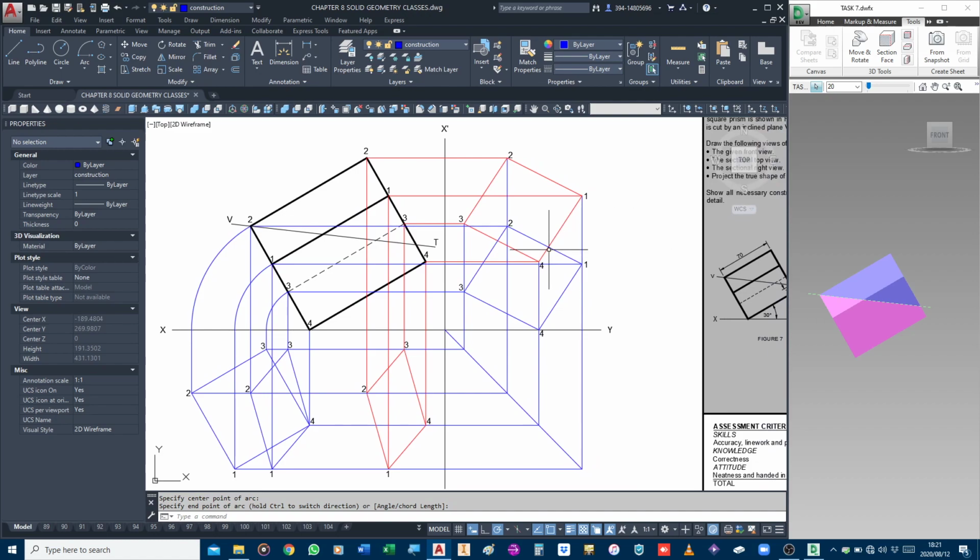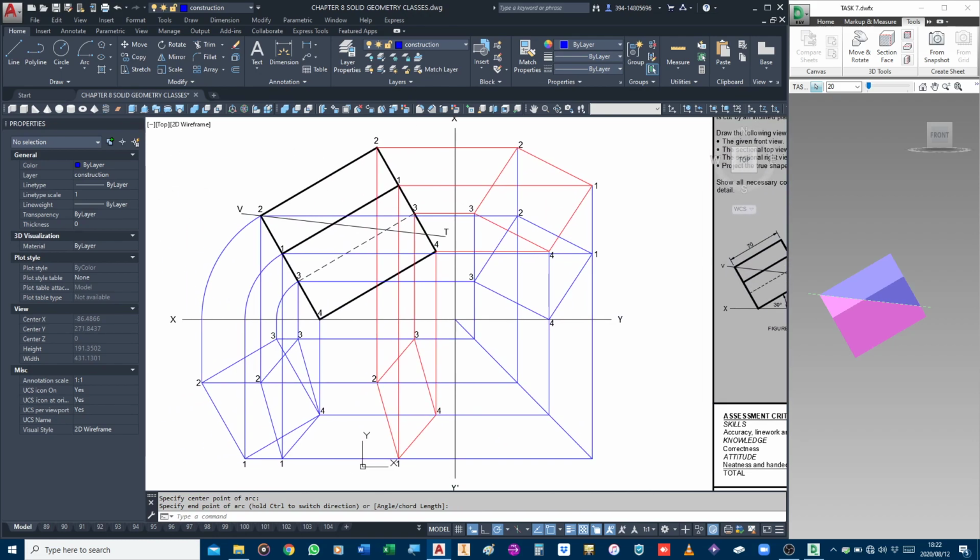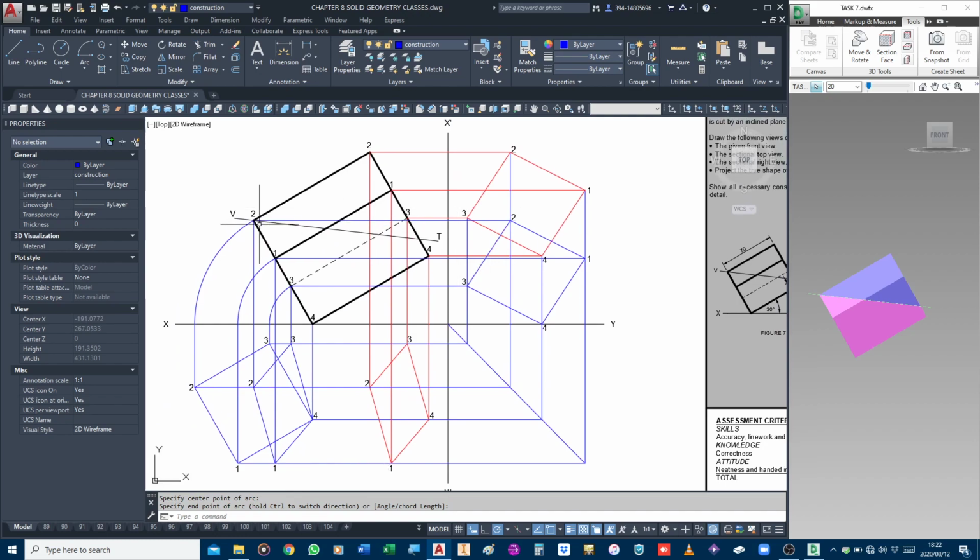The reason for that is two ways. I want to talk about how we're going to label the cutting plane, as well as I have not done the right view in this case, I've done the left view, because there's something very important that I need to discuss with you as to the part that falls away when we cut a solid.